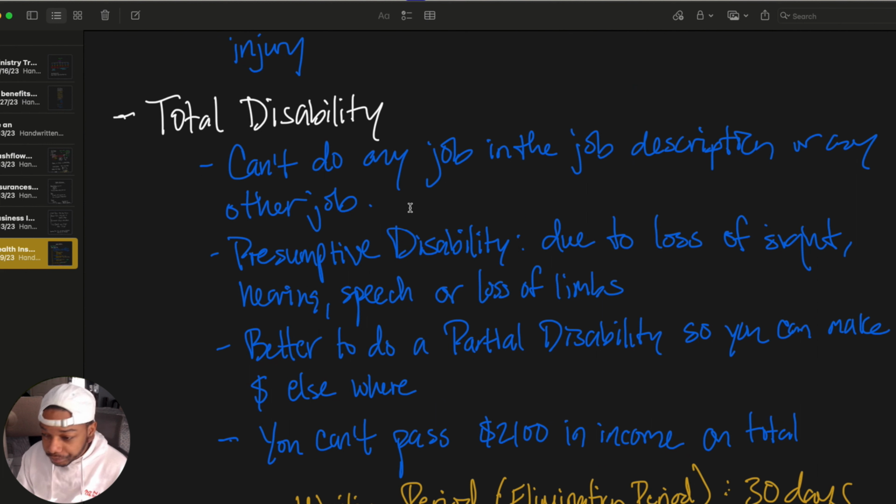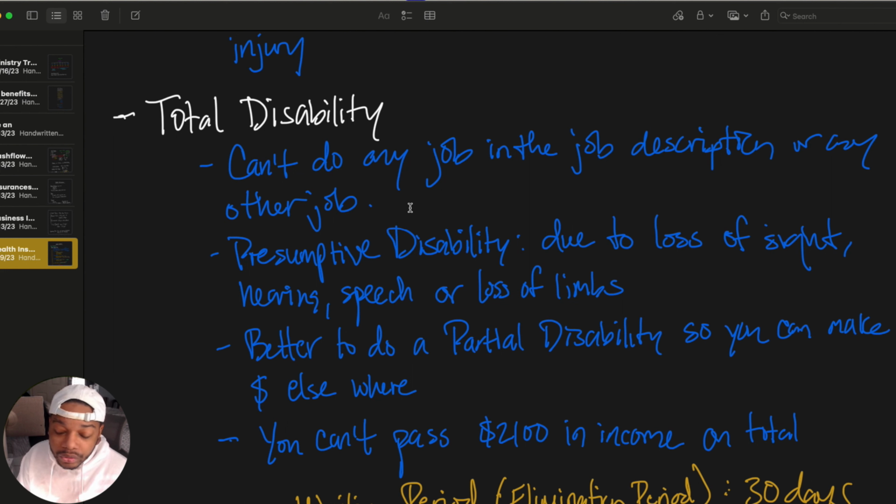Then you have total disability. Total disability means you can't do any job in the job description or any other job, which is also called a presumptive disability, which is due to loss of sight, hearing, speech, or loss of limbs. They'll give you money for being disabled, pretty much, right? But you can't pass $2,100 in income as a total, which is terrible because if you increase your income, now you can't get total disability, right?